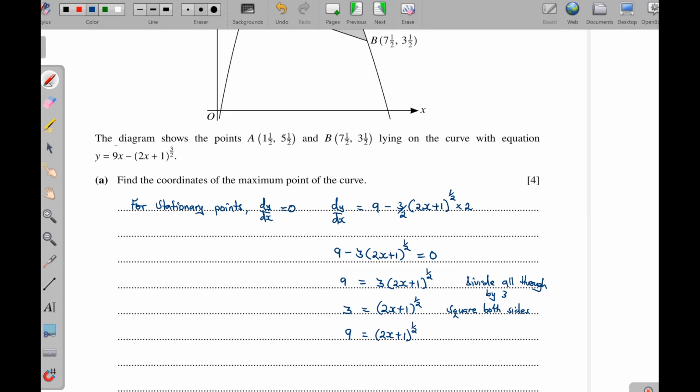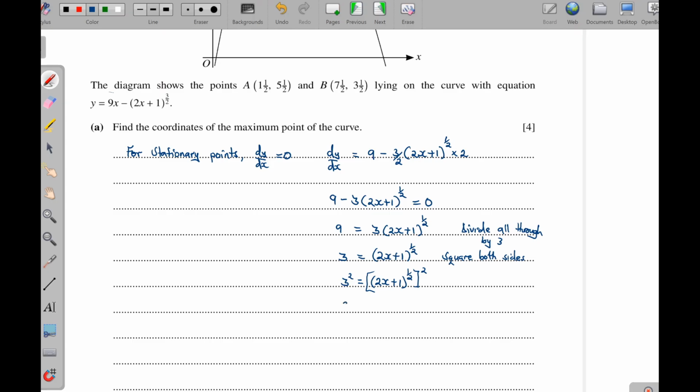Okay, so let me maybe first write it like this. I put a 3 here, then I say square, and also here, square this. So when you do so, you get a 9 here, then this one is going to cancel with that, and then we get 2x plus 1. So take the 1 here, 9 minus 1, that is 8. Then we shall divide all through by 2 to get the value of x.